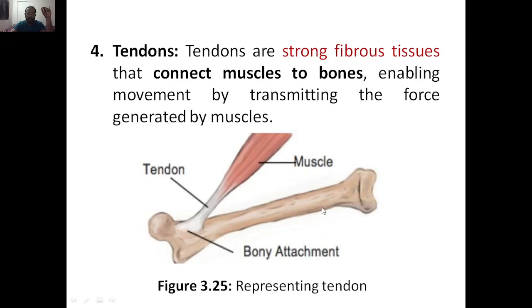Now in order to move, the muscle has to function, right? For that, the force generated by the bone has to move to the muscle, right? So for the bone to muscle connection, it will act as a bridge between the bone and muscle. Those are called tendons. So tendons are nothing but a strong fibrous tissue that connects the muscles to the bones, enabling movement by transmitting the force generated by the muscle.